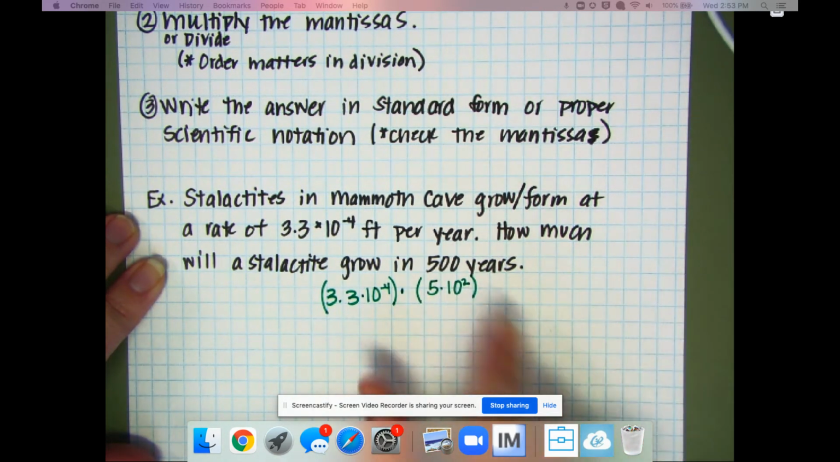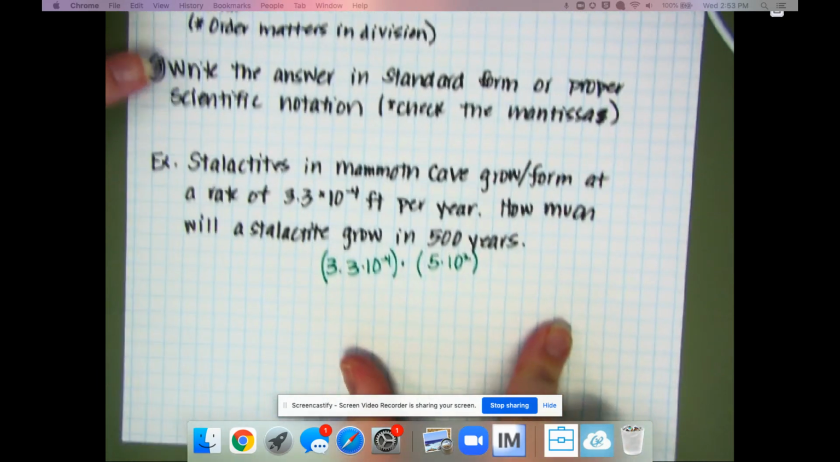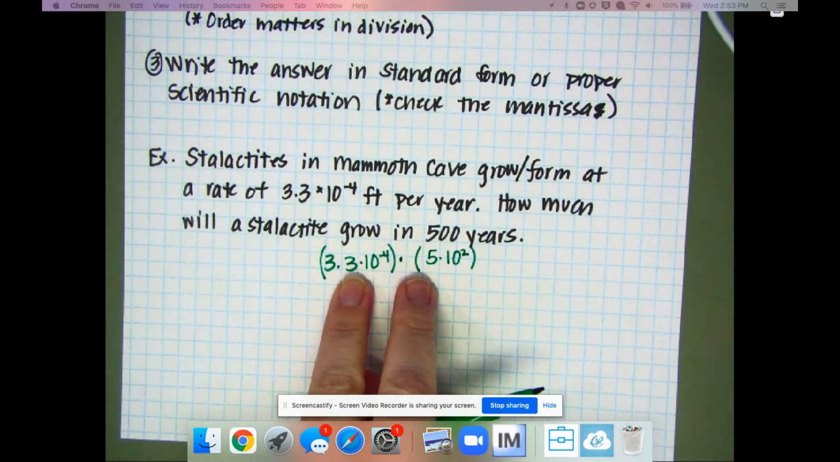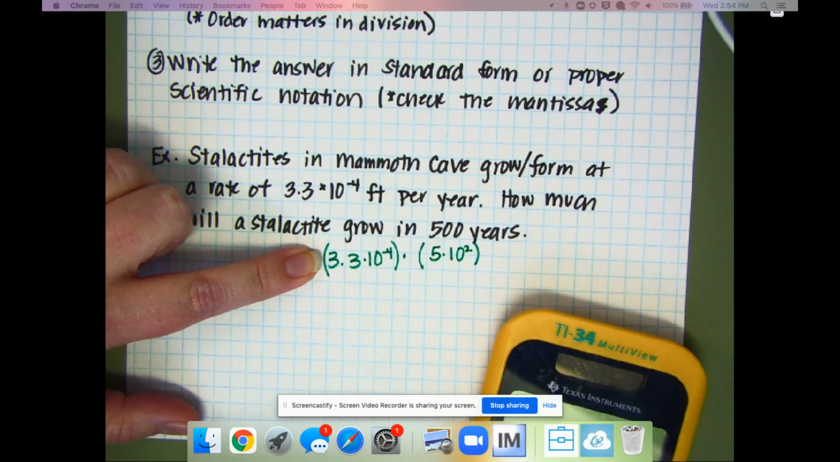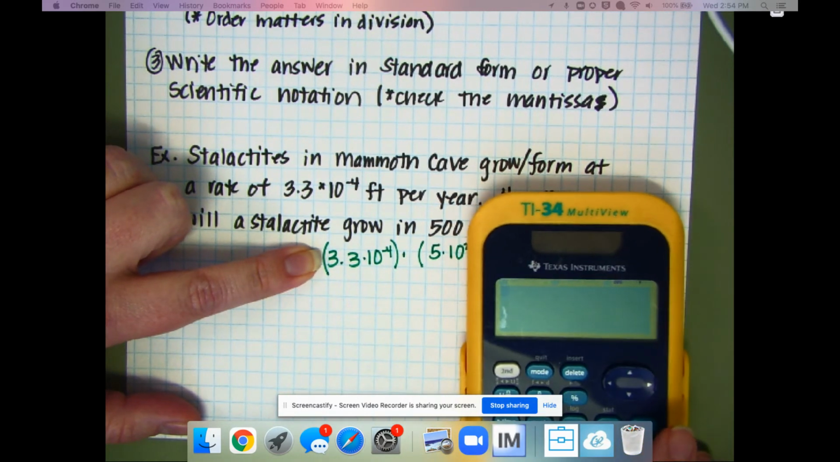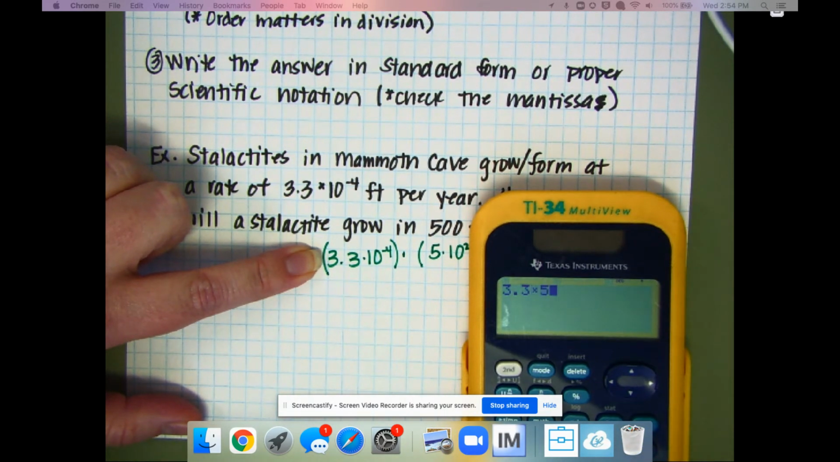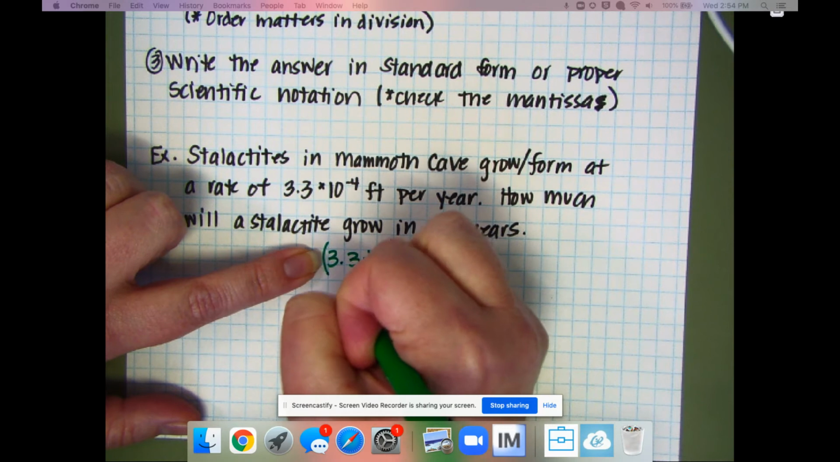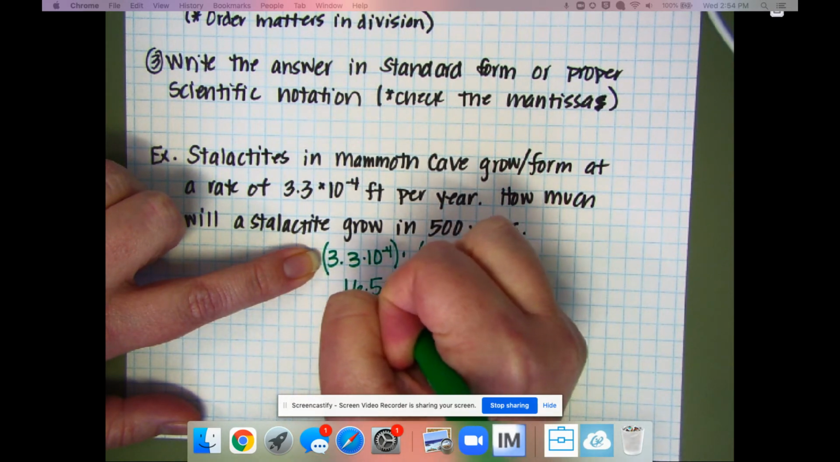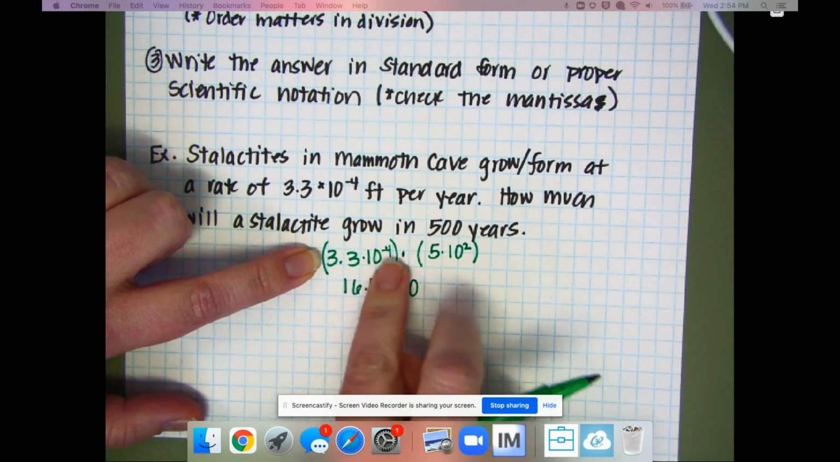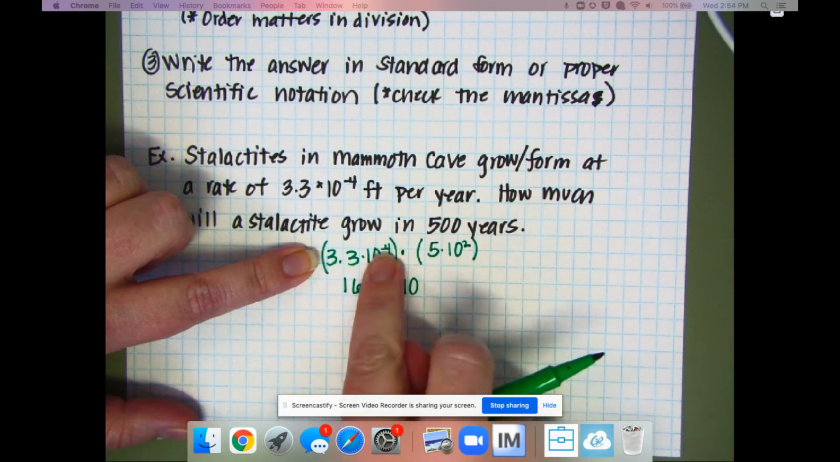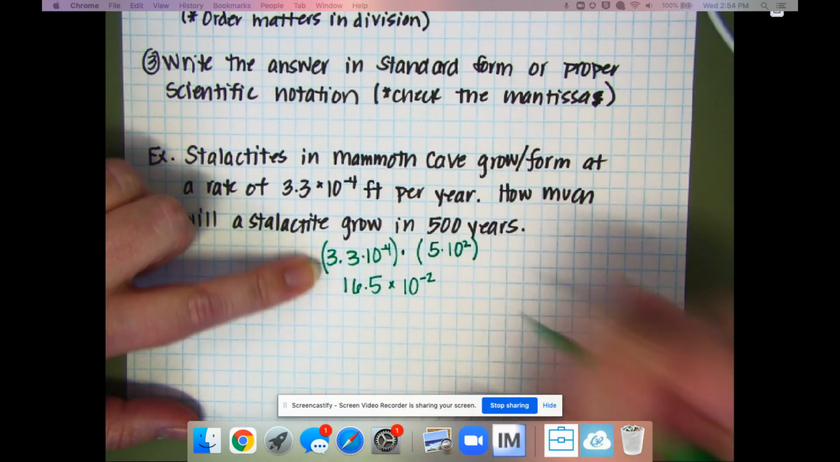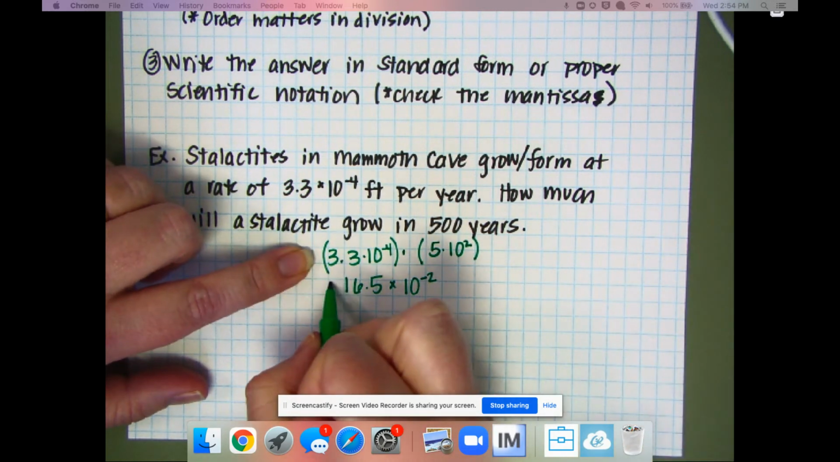So even though my steps up here say to use the power of 10 first, I actually like to take care of these constants. And so I'm going to multiply 3.3 times 5. And of course, I can use my calculator to make sure I'm more precise with that. And I get 16.5. And then whenever I multiply my powers of 10, because they have the same base, I just add the exponents. So I have 10 to the negative fourth and 10 squared. So negative 4 plus 2 is negative 2.